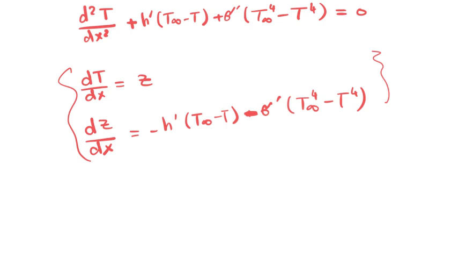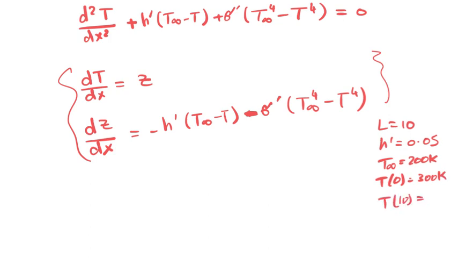Okay, I'm gonna give you the values for those parameters. So L is equal to 10, that's the total length. H dash is equal to 0.05. T infinity is equal to 200 Kelvin. T at 0 is equal to 300. T at the full length is equal to 400 Kelvin. So nothing changed. You just need sigma now, right? Where is Mr. Sigma?